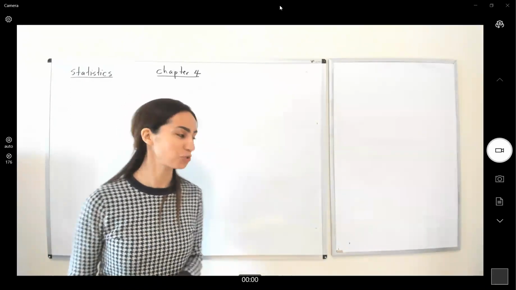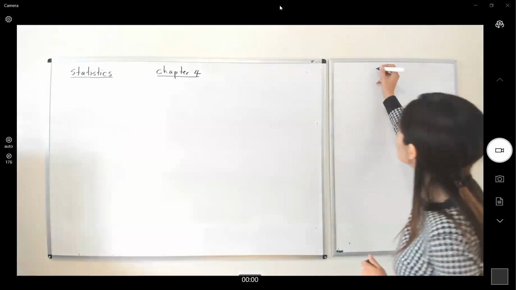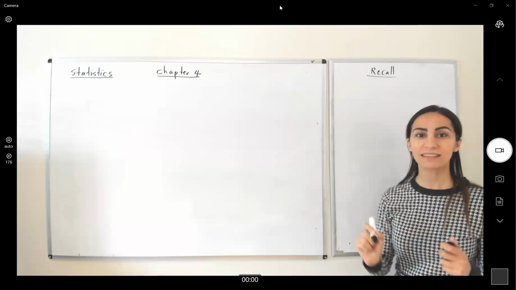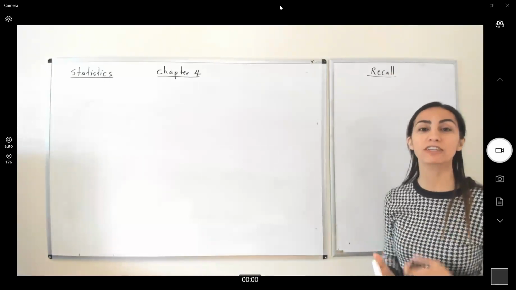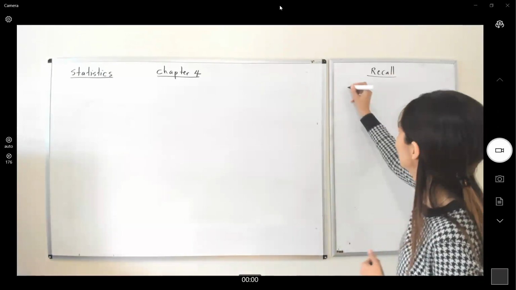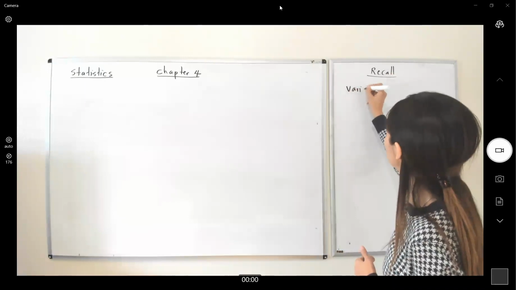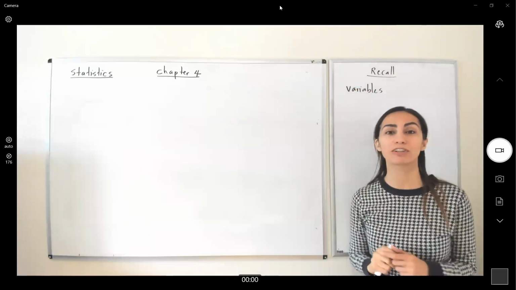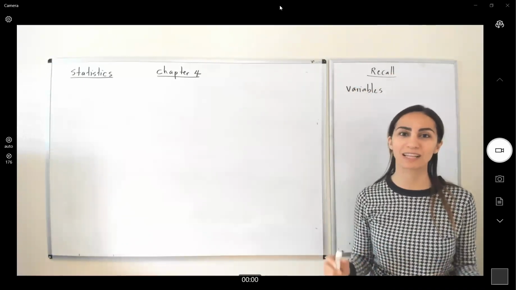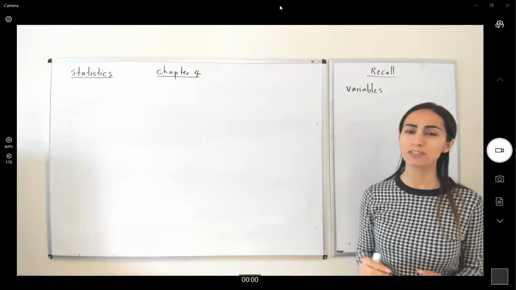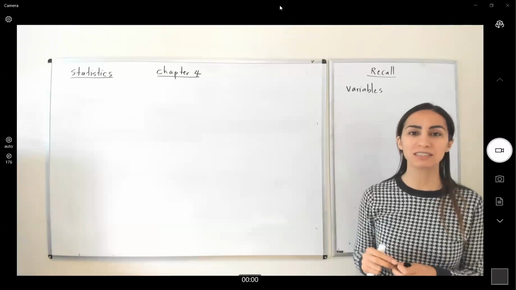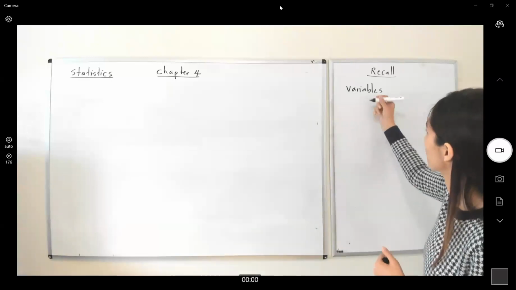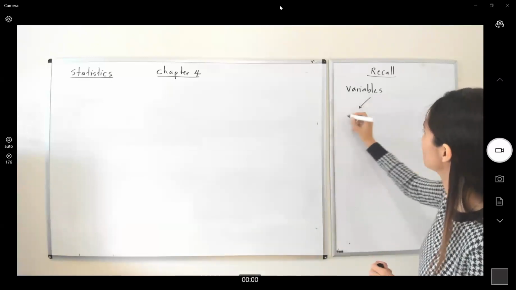So what we learned so far, we learned that in statistics, we are dealing with different types of variables. We talked about two different types of variables when it comes to statistical analysis. The first one is discrete. The second one is continuous. So, what's the difference between them?